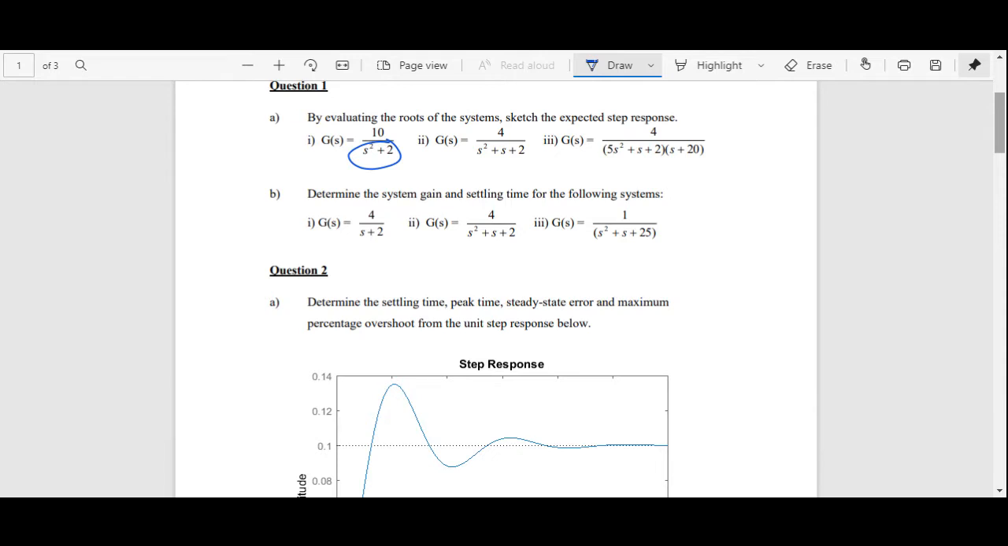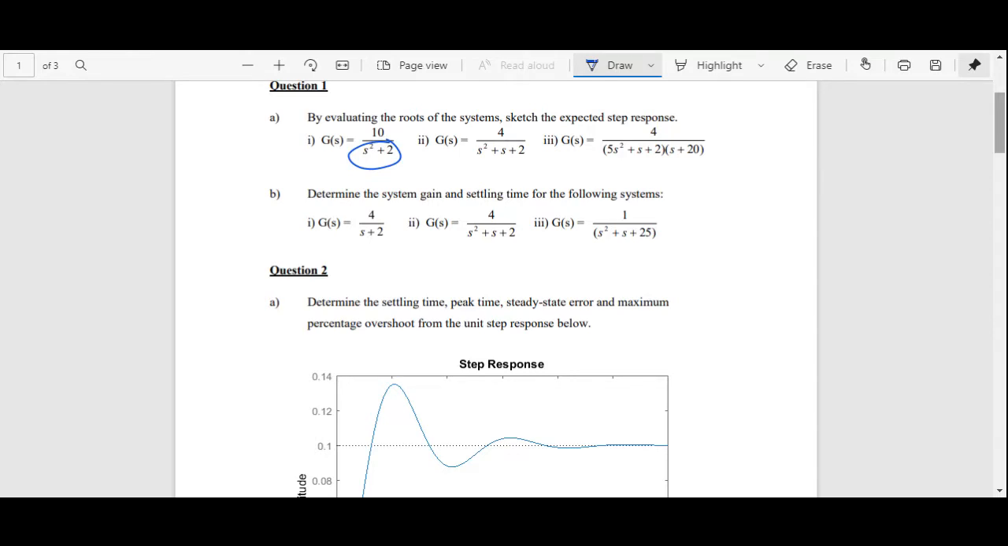So wouldn't that be 0 plus i root 2? And the other one would be 0 minus i root 2? Yes, sir. All right, so be careful on the calculations, because this is something that we should be able to do quickly by hand. All right, so we have what we call complex conjugate solutions. By evaluating the roots, sketch the expected response.